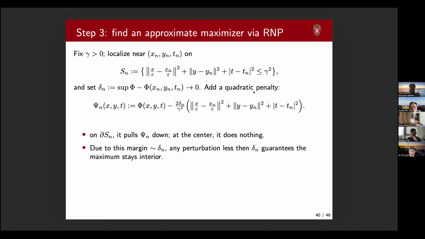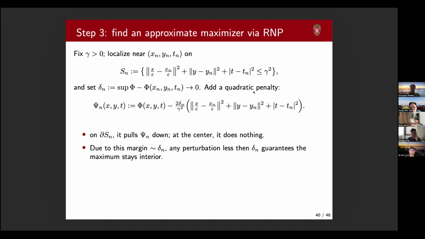And then I'm going to add the quadratic penalty to our double variable function. So psi of n is defined as phi minus that quadratic penalty. This penalty does nothing at the center, because if x, y, t are xn, yn, tn, this penalty equals 0. But if you move toward the boundary, it pulls the function down, and on the S of n, that penalty moves at most 2 times delta of n. And because delta of n is the difference between the supremum and the function at the sequence, finally we can say that we have a margin between the center and the boundary, and that margin is greater than delta of n.